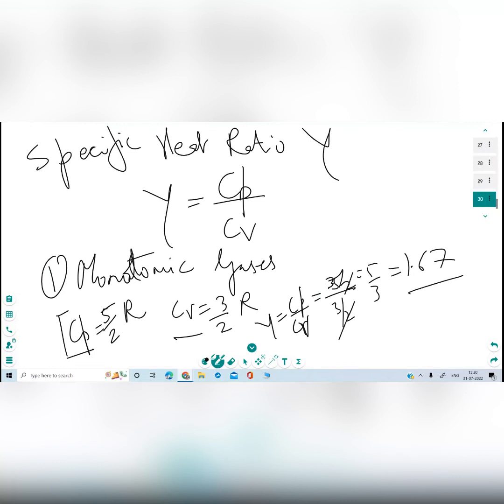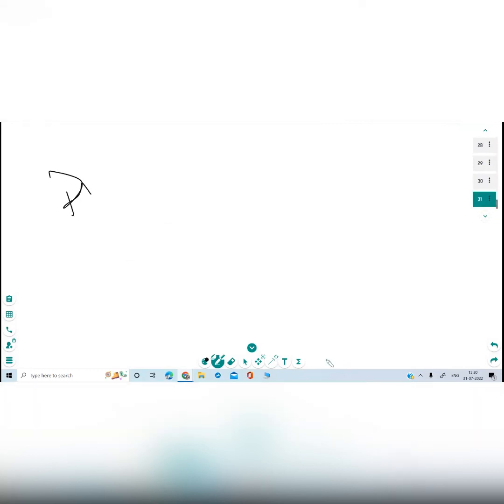Please remember these. There's a table in chemistry which gives you, for monoatomic gases, what is Cp, what is Cv, and what is the specific heat ratio. You should know: Cp is 5 over 2R, Cv is 3 over 2R, and gamma, the ratio of Cp over Cv, is 1.67 for a monoatomic gas. Have you noted down monoatomic gases?